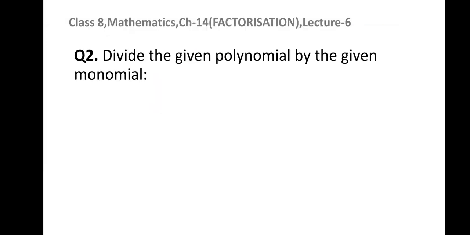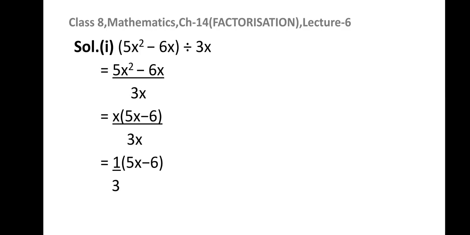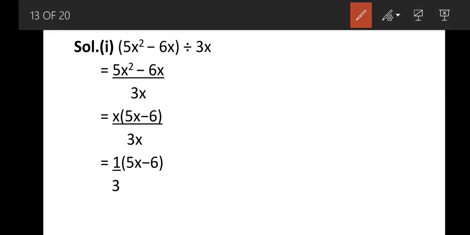Now question number 2 is: divide the given polynomial by the given monomial. We need to divide the given polynomials by the given monomial. I am taking these 3 parts, that is first, second and third part, and you will be left with 2 parts and then you will be able to do them. Let us discuss the first part. It is 5x square minus 6x divided by 3x.